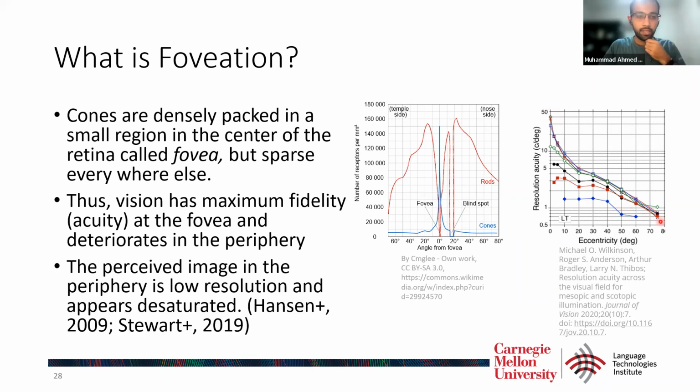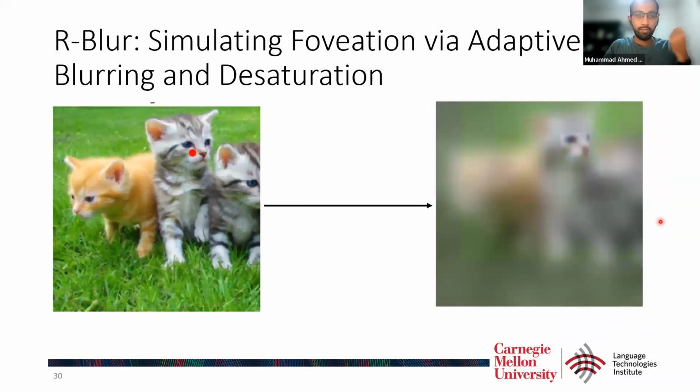And because of this, the perceived image in the peripheral regions of the visual field is low resolution and appears desaturated in terms of color. It appears grayer. And so we designed this filter called R-blur that simulates foveation using adaptive blurring and desaturation. So starting with the image on the left, the red point being the fixation, where the model is fixating, we get the image on the right, in which that region has a high level of detail retained, whereas it gets progressively blurrier and grayer as you go further away from the fixation point.